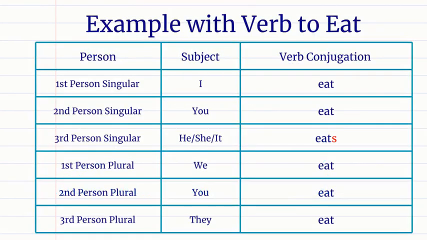Here's a table of all the verb conjugations for the verb to eat. As you can see, all persons except third person singular are the same. It's just the bare infinitive, but for third person singular, just add an S on the end. It's like this for third person singular for the first verb in all present tenses.